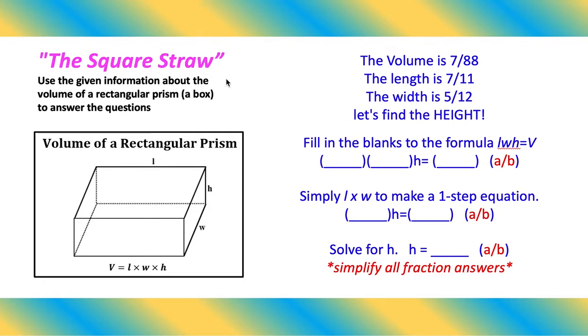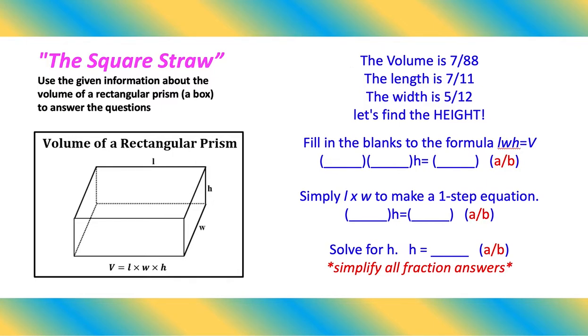Okay, use the given information about the volume of a rectangular prism, a box, to answer the questions. The volume is 7/88. The length is 7/11, and the width is 5/12. Oh man, this is giving my list a run for its money. Let's find the height. So fill in the blanks to the formula L times W times H equals volume.